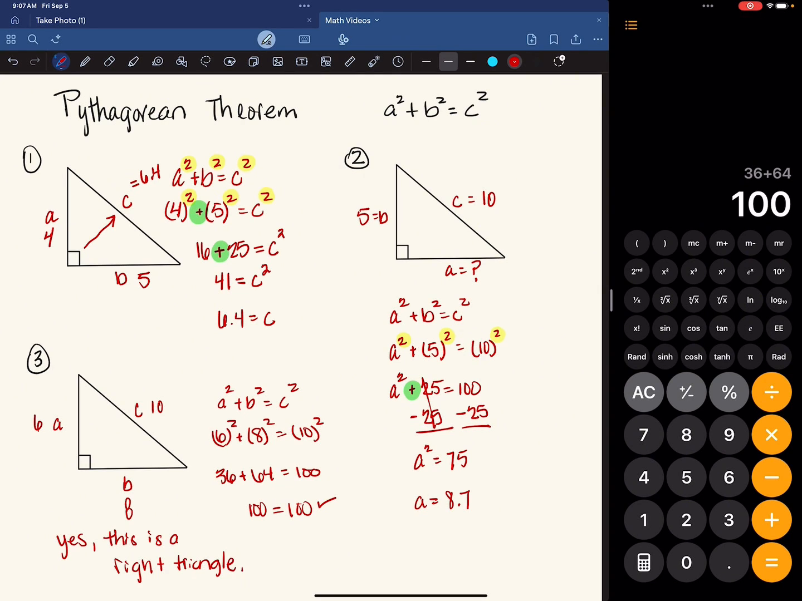So just to recap, if the triangle is actually a right triangle, when you plug your numbers in, making sure that C is in the correct spot, and you do your squares and add the two, A and B, together, if they come out to be the same on both sides of the equal sign, then that makes it a right triangle.